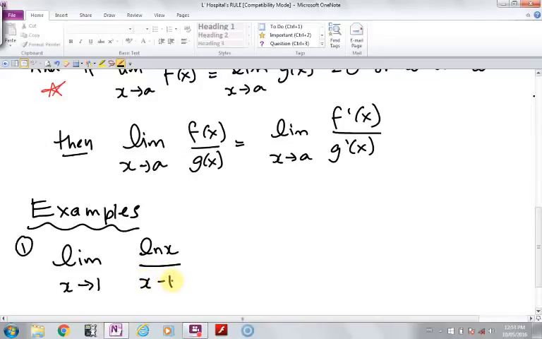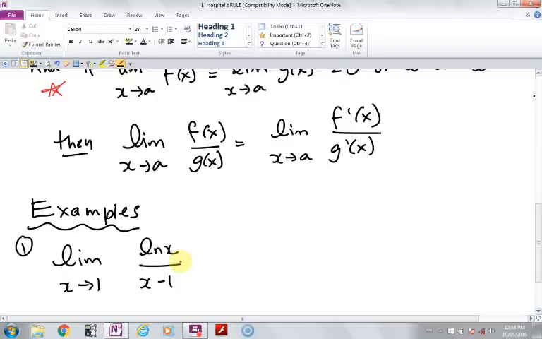Okay, so the limit as x approaches 1 of ln x over x minus 1. This doesn't simplify in here. And if we put 1 in here, what's the ln of 1? 0, and 1 minus 1 is 0. So this limit goes to 0 over 0. So this is a perfect situation for L'Hopital's rule.